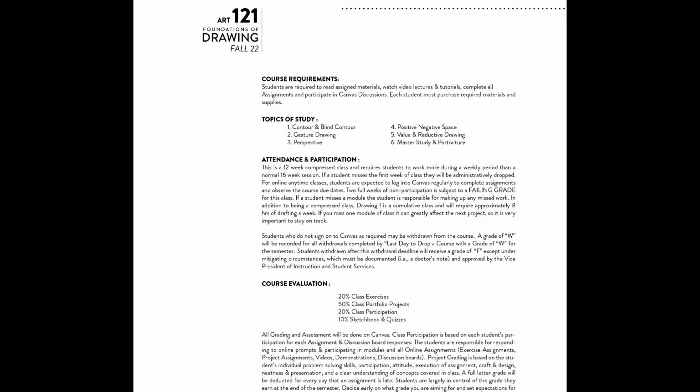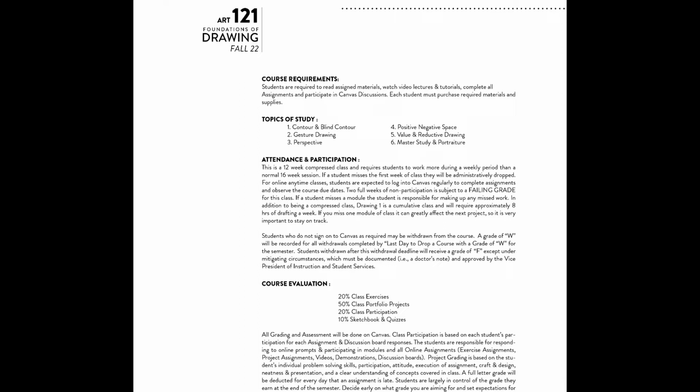Attendance and participation. This is a 12-week compressed class and requires students to work more during a weekly period than a normal 16-week session. If a student misses the first week of class, they will be administratively dropped. For online anytime classes, students are expected to log into Canvas regularly to complete assignments and observe the course due dates. 2 full weeks of non-participation is subject to a failing grade for this class. If a student misses a module, the student is responsible for making up any missed work.